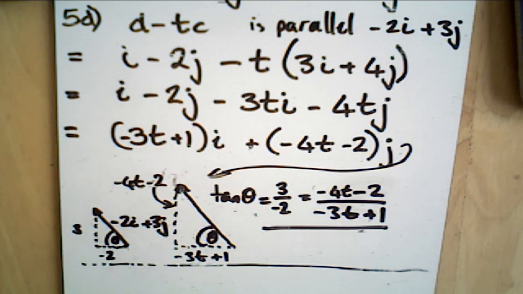a clue that you were doing the wrong thing would be the values of t would come out to be different in both of those cases, and we're aiming to get just one value of t. Right, hopefully that helps.